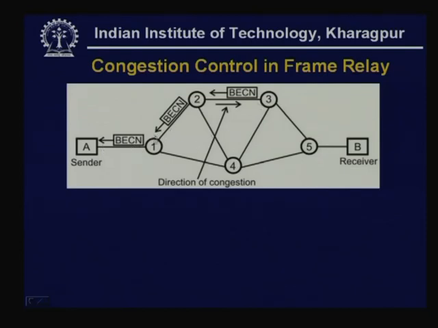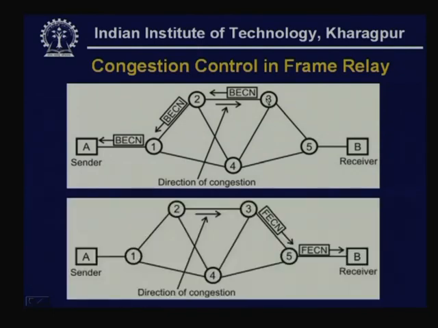So, it goes towards the source, and the sender in that case takes suitable measures. That means it reduces the rate of packets that are being introduced to the network. It reduces that to come out of congestion. This is the use of the BECN bit for controlling the congestion.